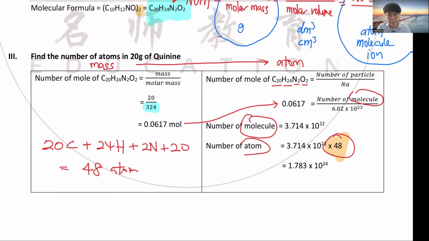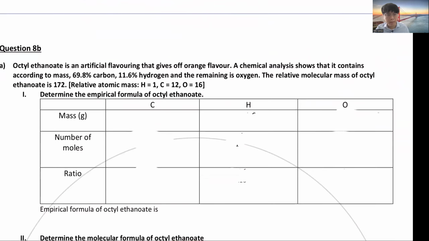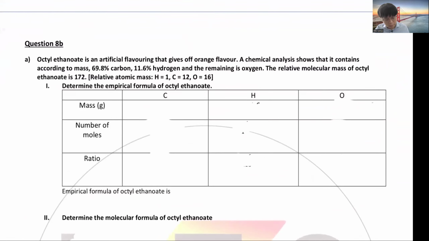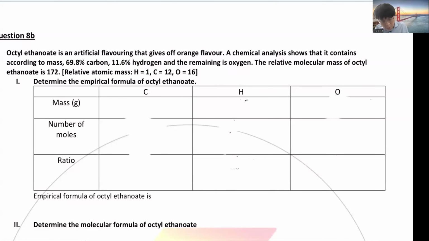So you all okay? So we all practice another question. Now you try this, get a similar question, then you try to practice until you're pro. Okay, now 69.8%, 11.6%. Remaining is oxygen. So 100% minus 69.8 minus 11.6 equals to. We practice one more time until you feel confident. Then we go for the next type of question.